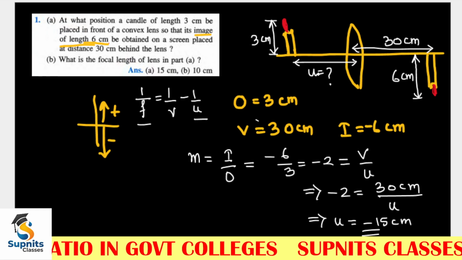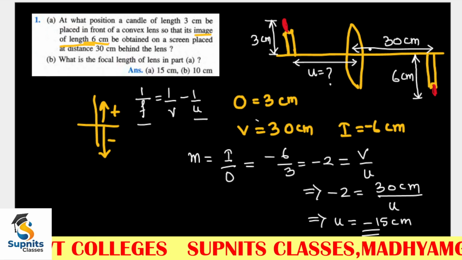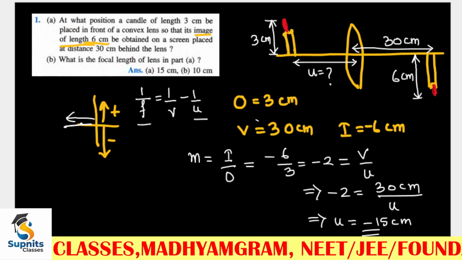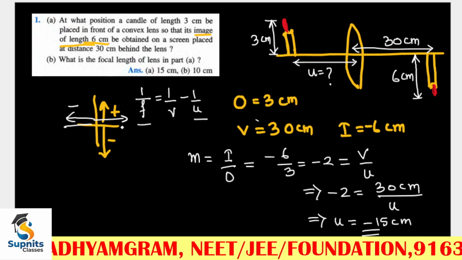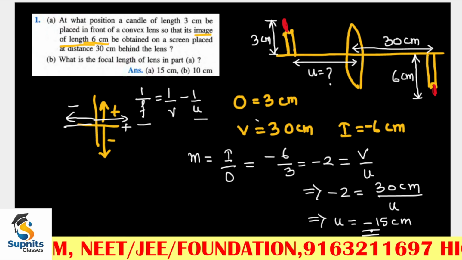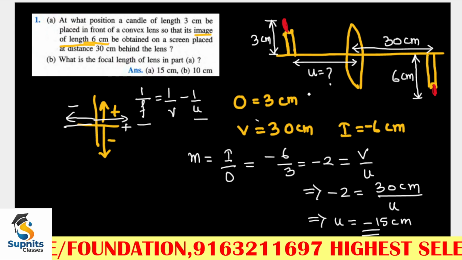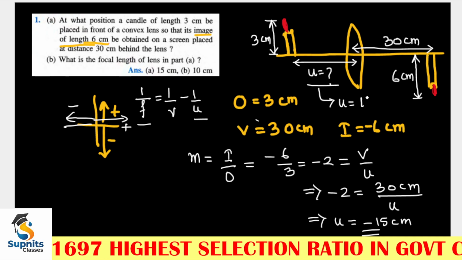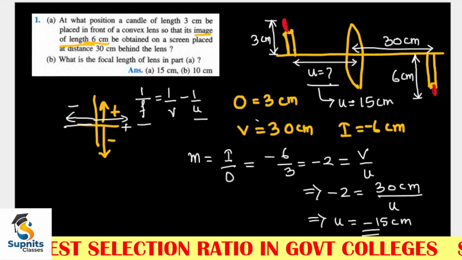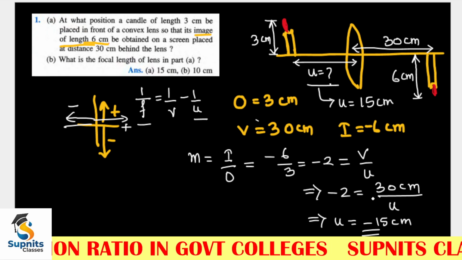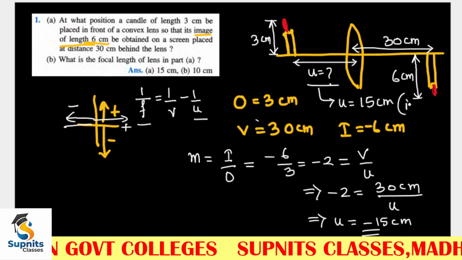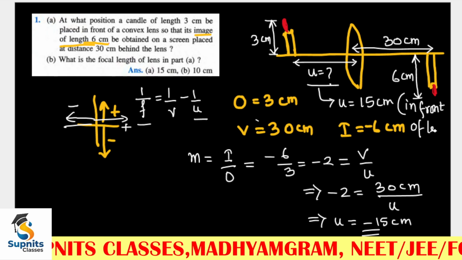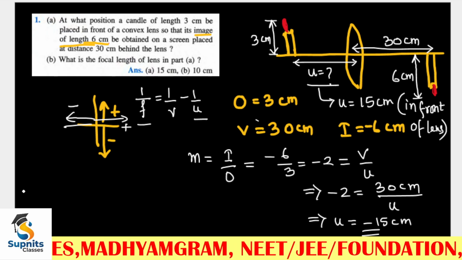Why is negative coming? Because u is always negative. u is on the left hand side of the lens. So anything you go on the left hand side on the x axis becomes negative. If you go on to this side it becomes positive. So that is why it is negative. So u is now found out. u is 15 centimeter, I am ignoring the sign. You can write minus 15 centimeter, or 15 centimeter in front of the lens.